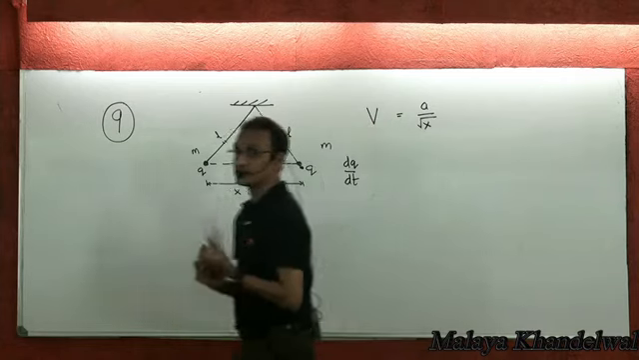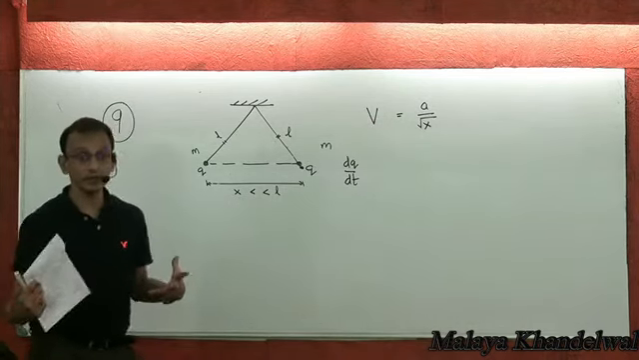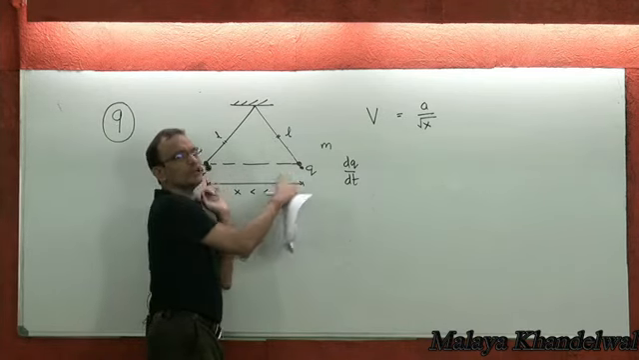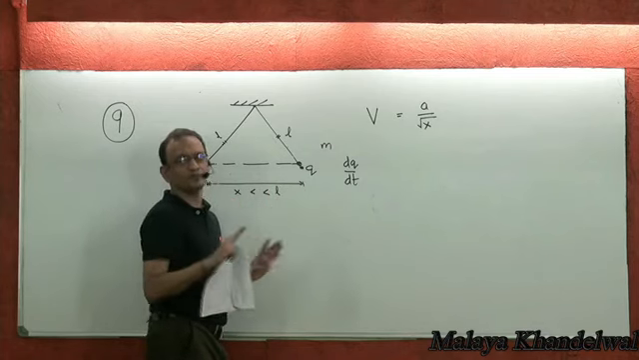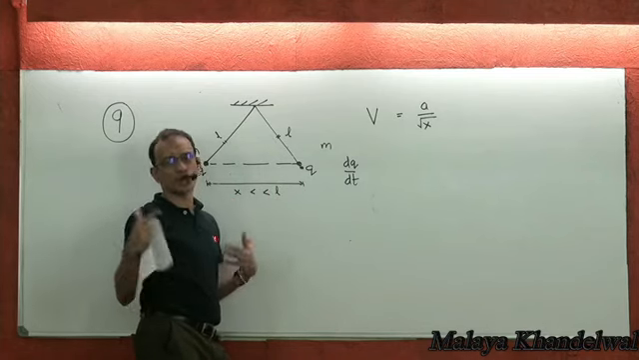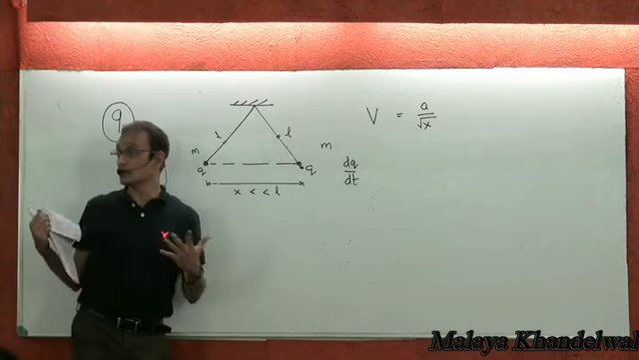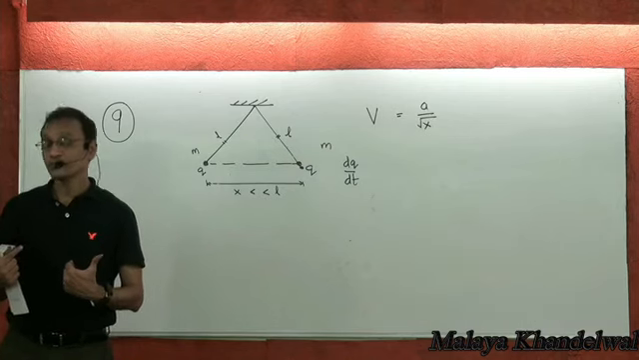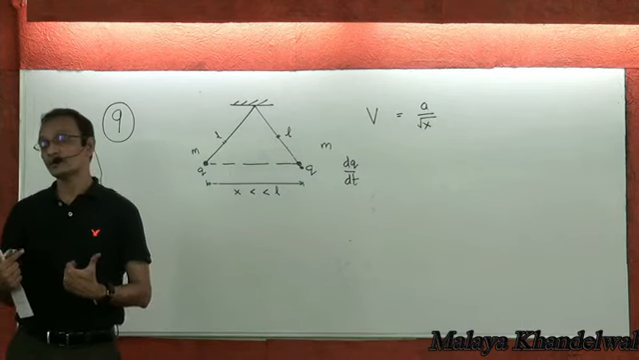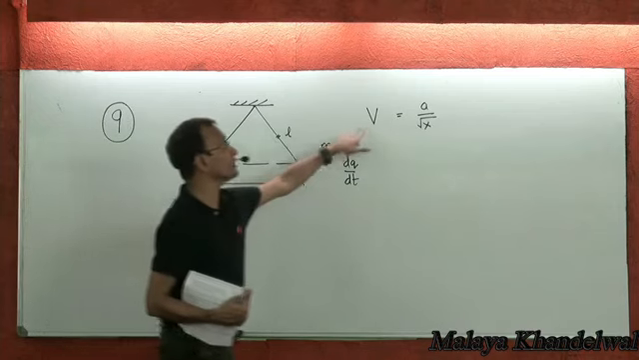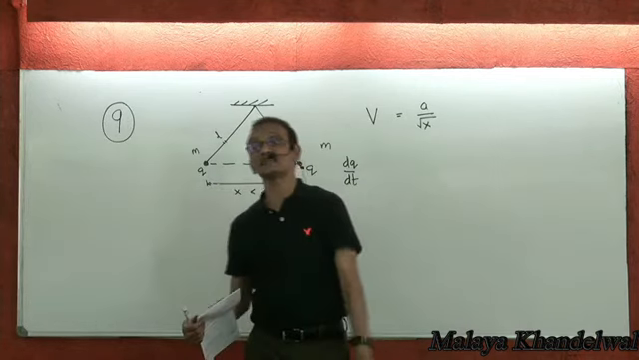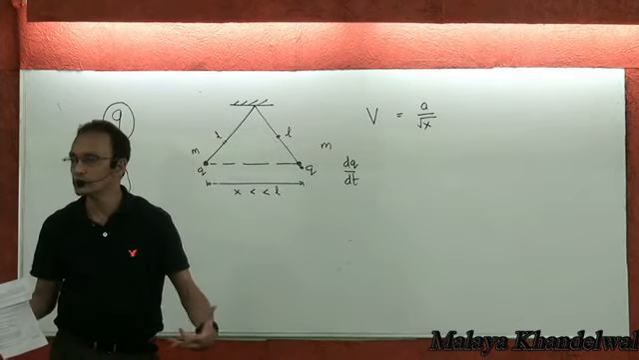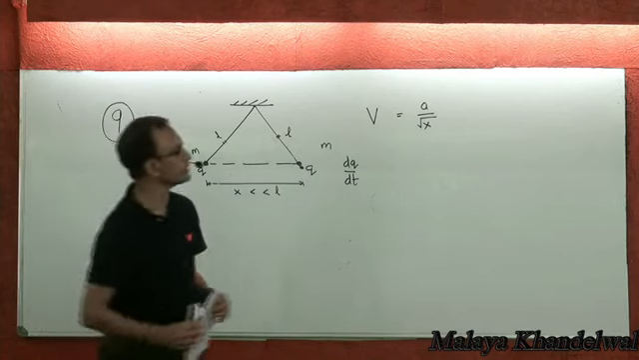The rate at which charge leaks is going to be dq dt. If charge did not leak, they would be brought to equilibrium. The separation between them would not change, and they would have no relative velocity of separation. But since charge is leaking, they are continuously acquiring newer equilibrium positions. We want to find the rate at which charge leaks so that the velocity of approach between them is a by root x, where x is the instantaneous separation between the two charges.